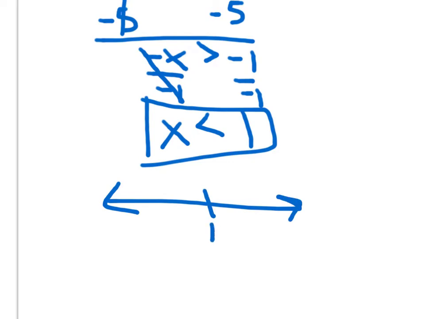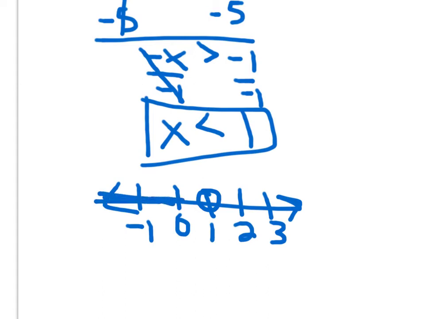So 1's here. Mr. Ayers was thinking it was negative 1. So here's 2, here's 3, here's 0, here's negative 1. Think about what kind of dot you need. Don't forget about that. If there's no equal sign underneath here, you need an open dot. And we shade toward numbers that are less than 1.